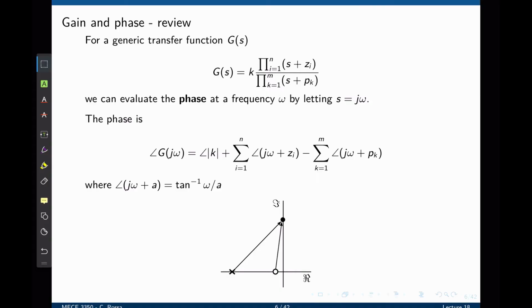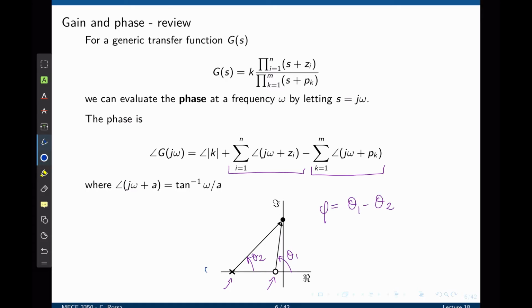For a system composed of many poles and zeros, the phase is the sum of the angle of all zeros minus the sum of angle of all poles. Back to the same example we had before with one pole and one zero, we can identify these angles theta1 and theta2. The phase of the transfer function is theta1 minus theta2.